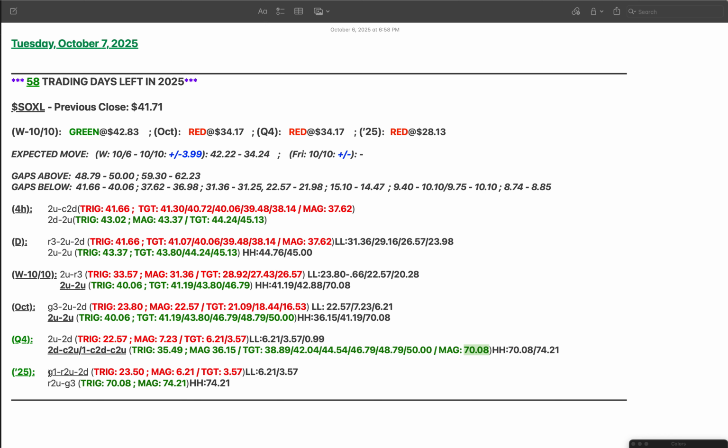Otherwise, from the year perspective, again, we triggered the 1, 2 up, 2 down, but we reversed it, and we're looking at the green hammer on the year. We're back green on the year, and looking bullish from a longer term perspective, right? So those are the triggers and targets for today, and for tomorrow and beyond.